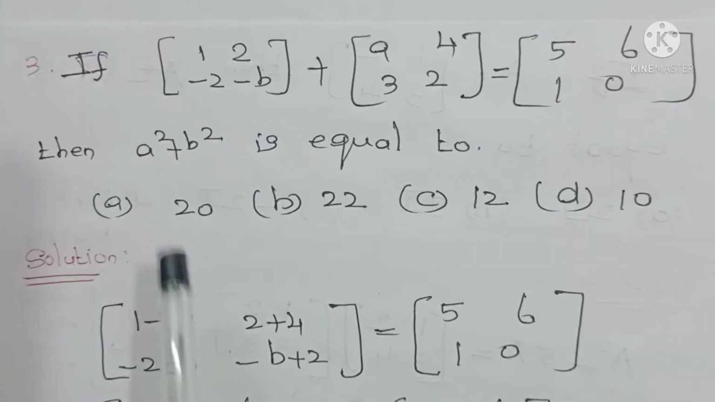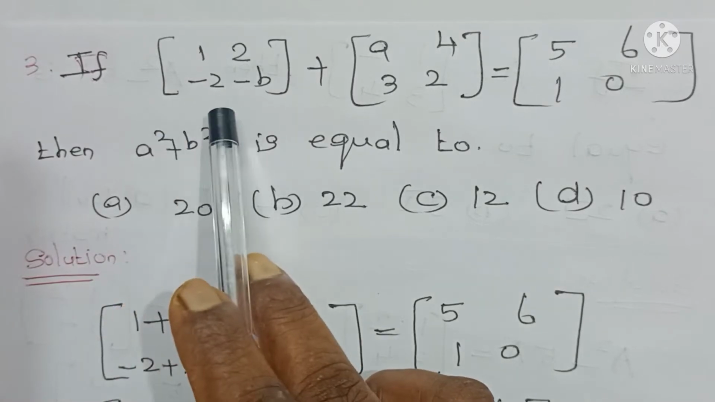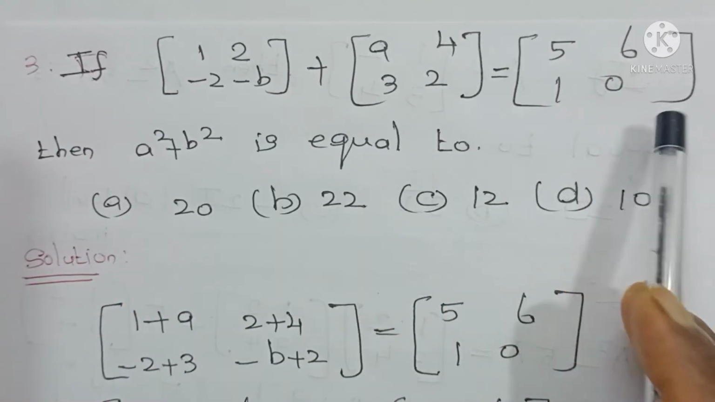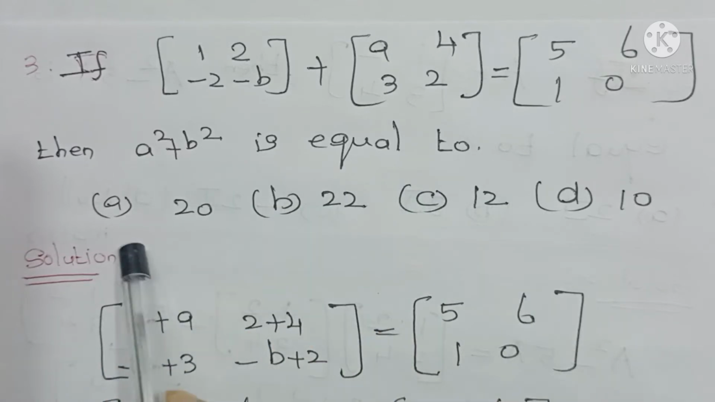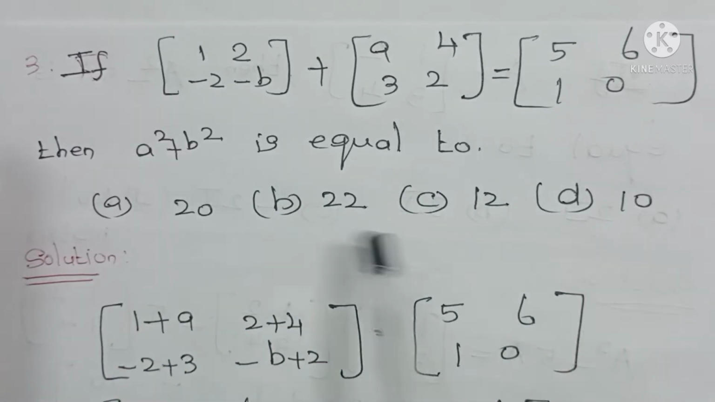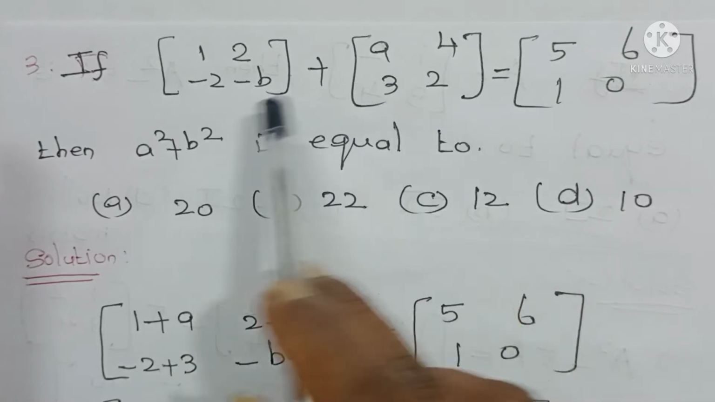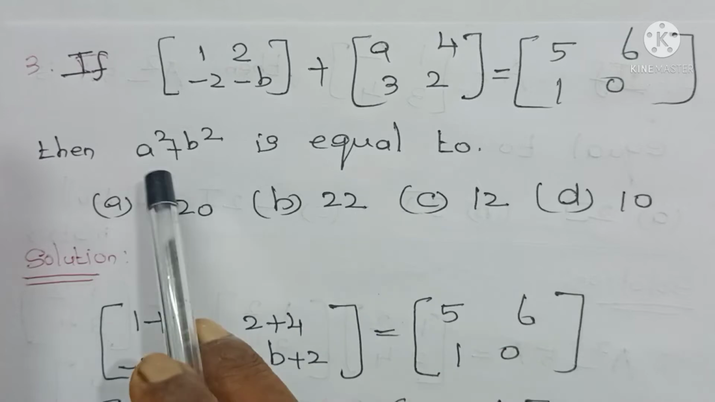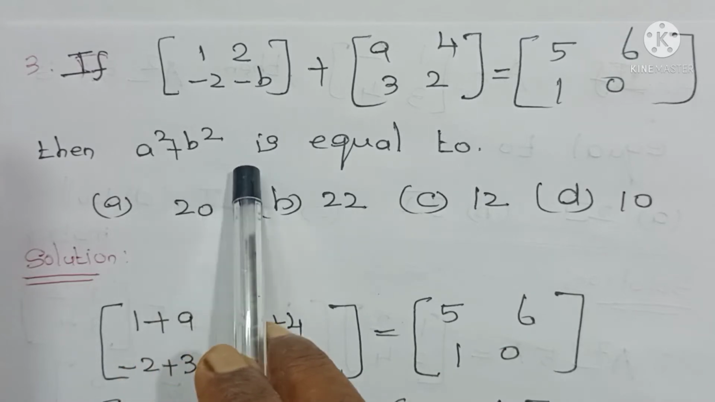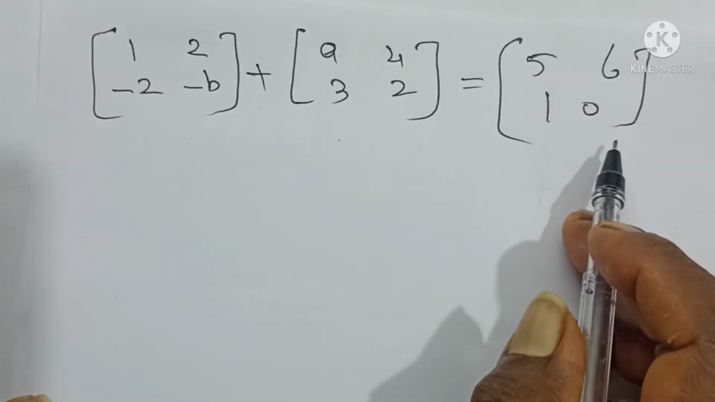Now let's move on to the third question. If this equation is given in matrix form, then a square plus b square is equal to, they have given 4 options. Here the equation is in a, b like that. So first of all you have to find a and b, then you have to find a square plus b square. Here the equation is like this.